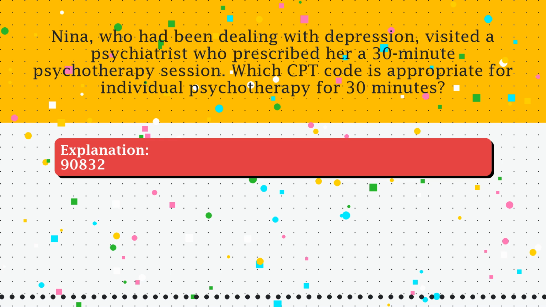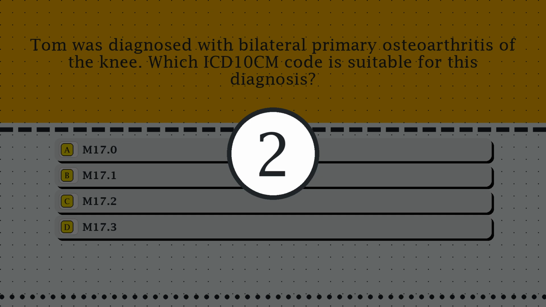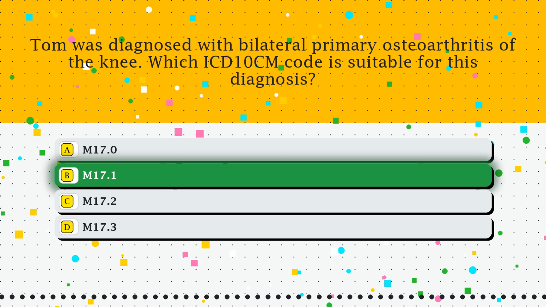Question 236. Tom was diagnosed with bilateral primary osteoarthritis of the knee. Which ICD-10-CM code is suitable for this diagnosis? Option A, M17.0. Option B, M17.1. Option C, M17.2. Option D, M17.3. The correct answer is option B, M17.1.